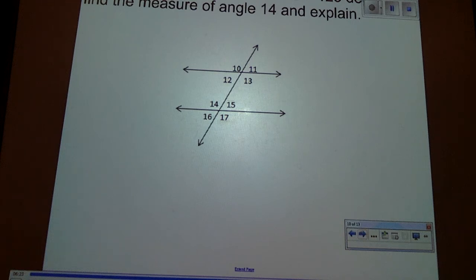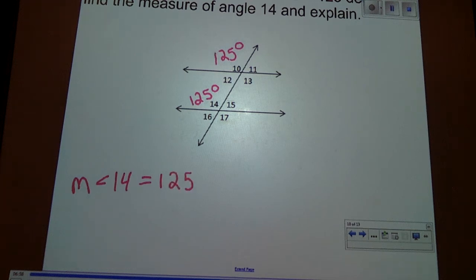Okay, another example. If the measure of angle 10 is 125 degrees, find the measure of angle 14 and explain. Well, look at 10 and 14. They're both on the top left corners. So when they're in matching corners, they're corresponding angles. And corresponding angles have equal measures. So if 10 is 125 degrees, 14 is also 125 degrees. So the measure of angle 14 is 125 because angle 10 and angle 14 are corresponding angles, which means they have the same measure.